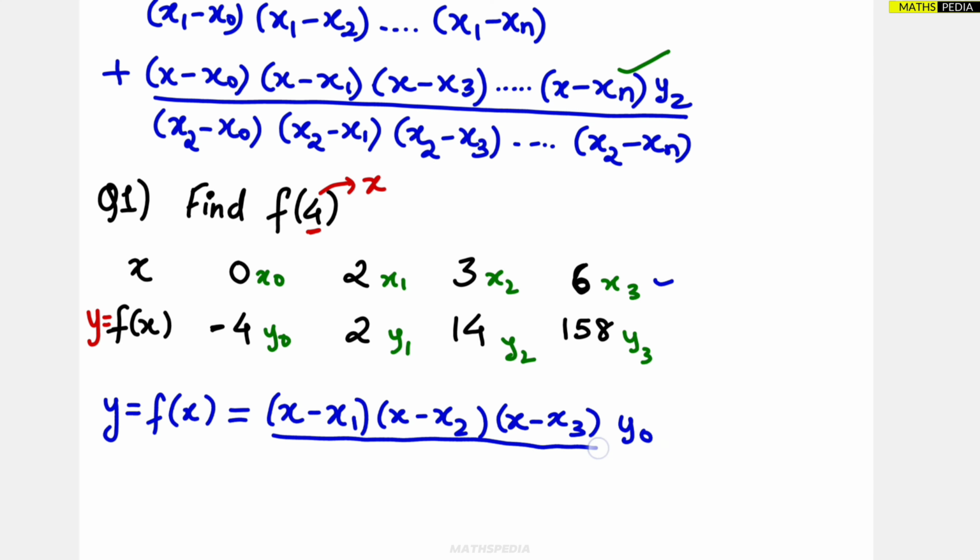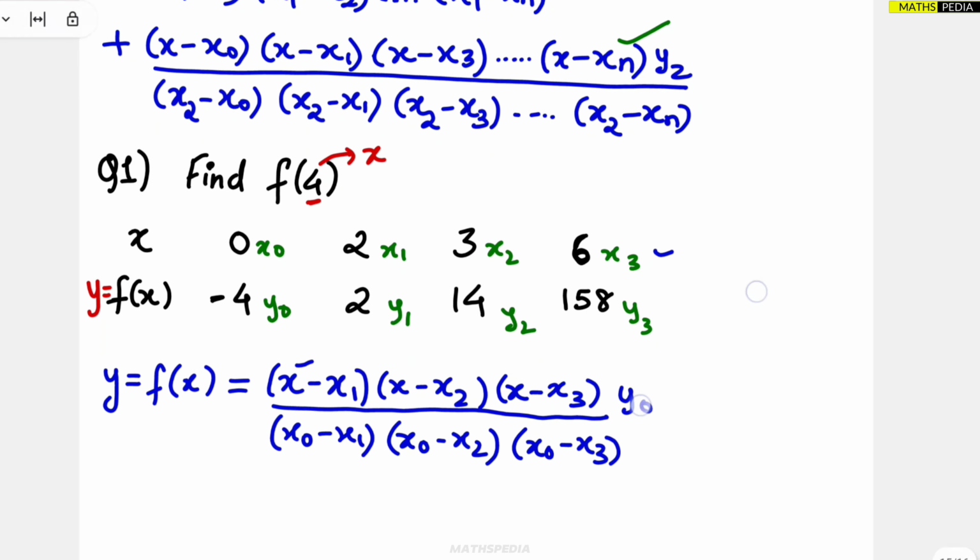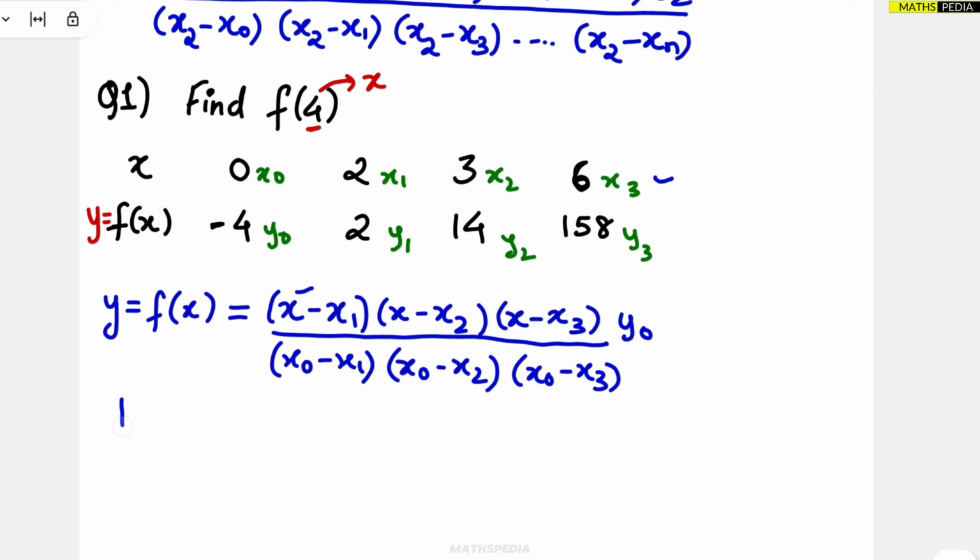Now where has that x0 gone? x0 will come in the denominator. Replace x with x0, so it will be x0 minus x1, same thing copy paste, x0 minus x2 and x0 minus x3. That's it, same thing you have to copy paste, plus.